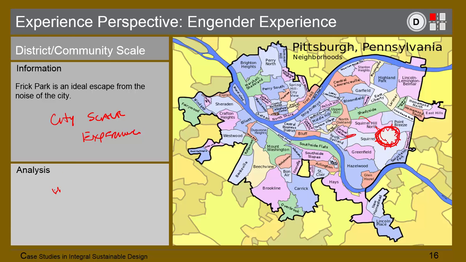why do they escape? So noise? Escape from the noise of the city. It's more than just the noise, I think. It's probably the noise and the activity and the urbanness. And this building is really the transition from urban to natural. So that's pretty good.